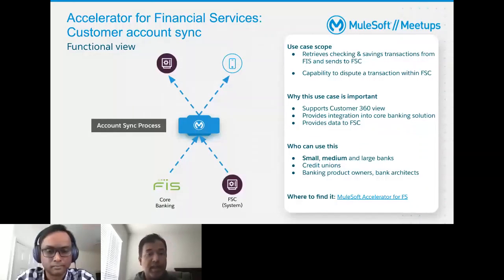Does it really mean that I cannot use this for any other customer where I have a different set of systems? The answer is not really. You can obviously use these accelerators for any other customer because, as I mentioned, there are two key attributes to these accelerators. Number one, the connectivity aspect with FIS, the connectivity aspect with FSC.